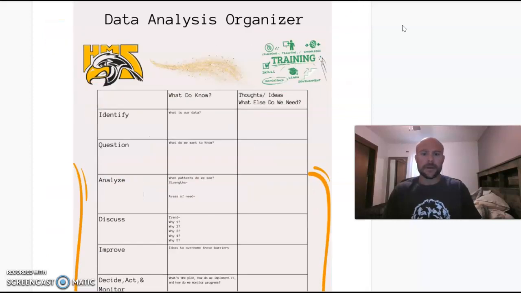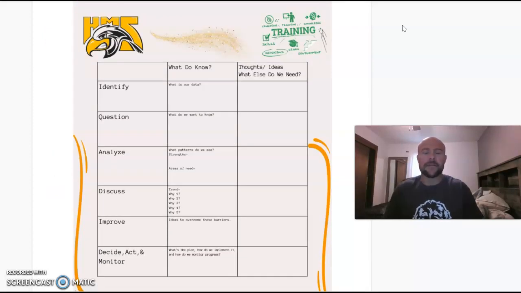So as we go through all that, staff will have this in front of them. It basically follows along with the 6 steps. And they're allowed to put in notes, basically what we want to know, what questions we're asking, what areas we need to improve, what were the strengths.